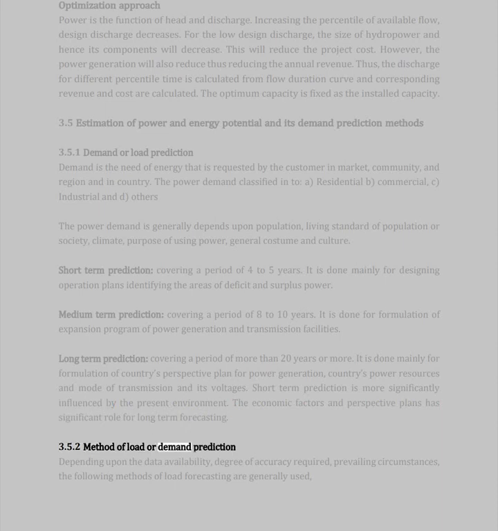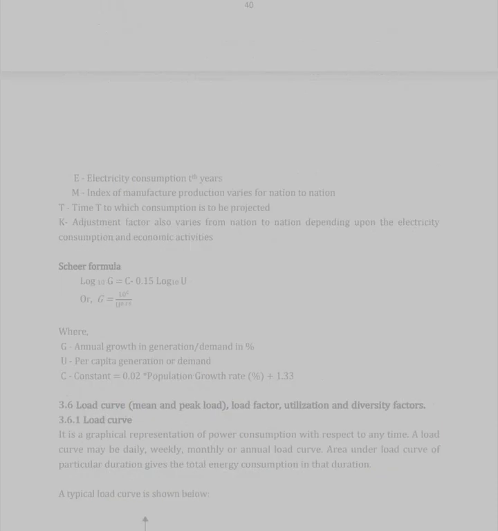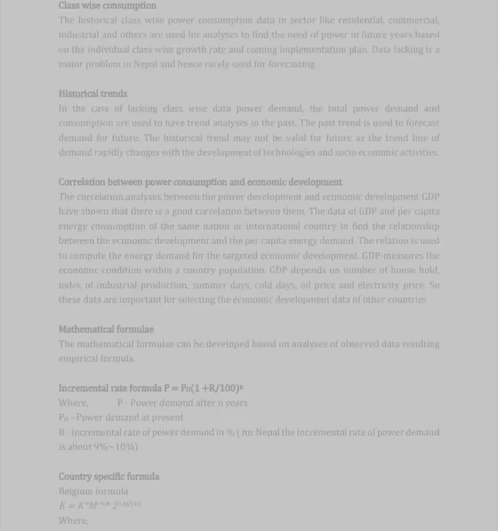3.5.2 Methods of load or demand prediction. Depending upon the data availability, degree of accuracy required, and prevailing circumstances, the following methods of load forecasting are generally used. 1. Class-wise consumption. The historical class-wise power consumption data in sectors like residential, commercial, industrial and others are used for analyses to find the need of power in future years based on the individual class-wise growth rate and coming implementation plan. Data lacking is a major problem in Nepal and hence it is rarely used for forecasting.